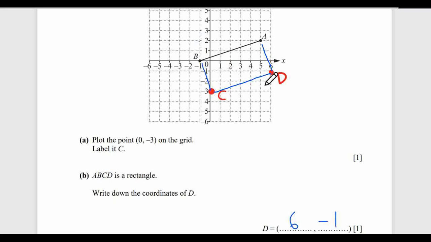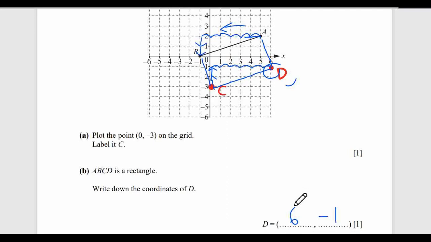That's the trick. From A to B we move 1, 2, 3, 4, 5, 6, 6 to the left, and 2 units down. So to get point D, we have to move 2 units up as the opposite of this, 1, 2, and then 6 to the right, 1, 2, 3, 4, 5, 6. So that's how we stop at D, where D is 6, negative 1. That will be the answer for that.